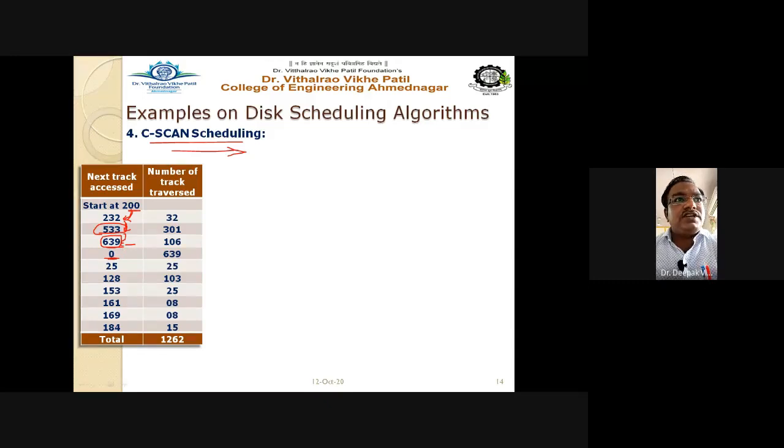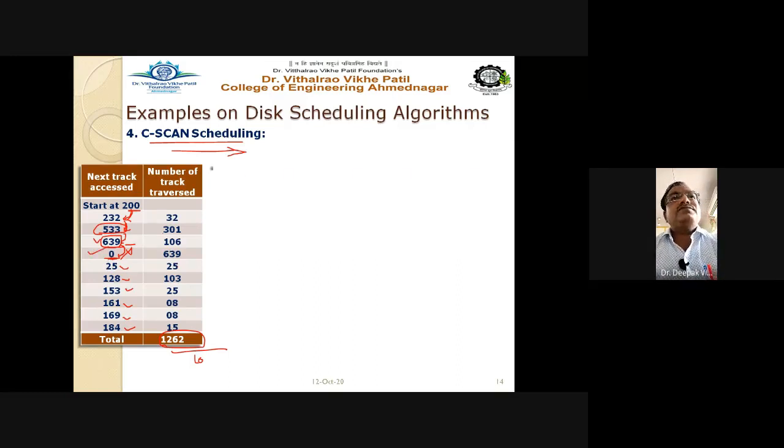But while moving from 639 to 0, it will not serve any of the requests. Then it will start from 0 again and start moving in the right hand side direction. Whatever requests come in the path will be serviced, that is 25, 128, 153, 169, 184, and 184 is the last, because 200 is already serviced. So the total seek is 1262 divided by, again we have to divide it by 10, because there are two numbers, 639 and 0, right?